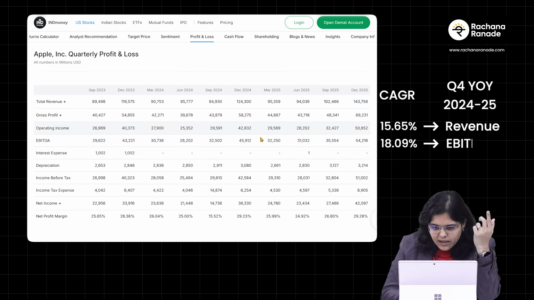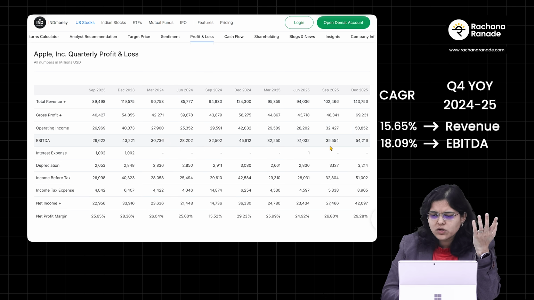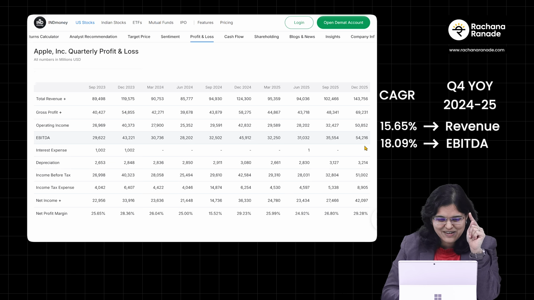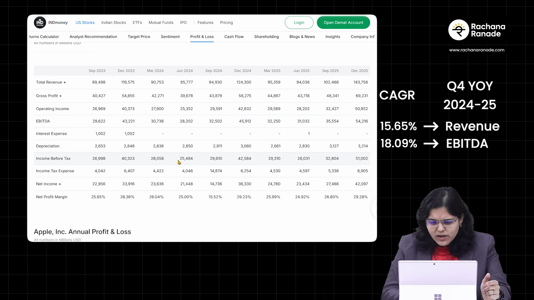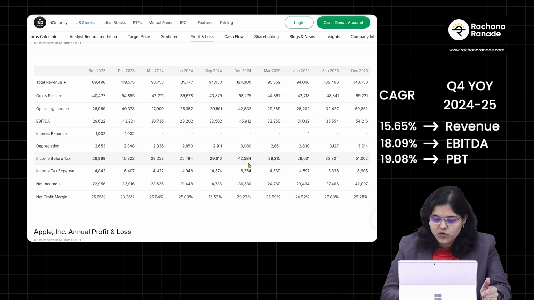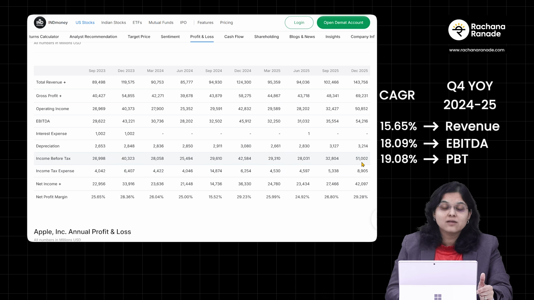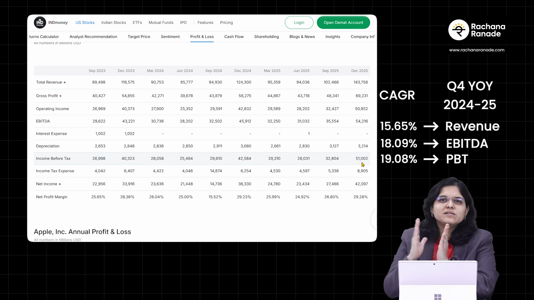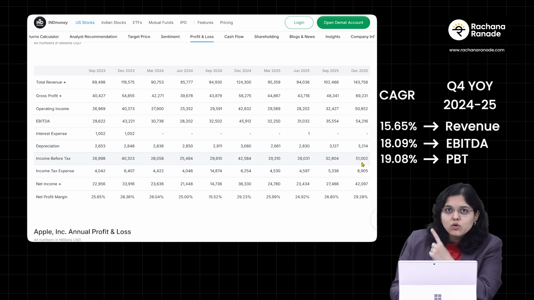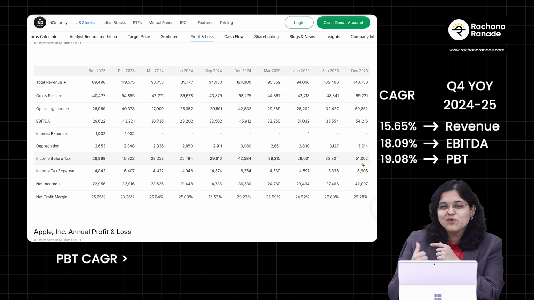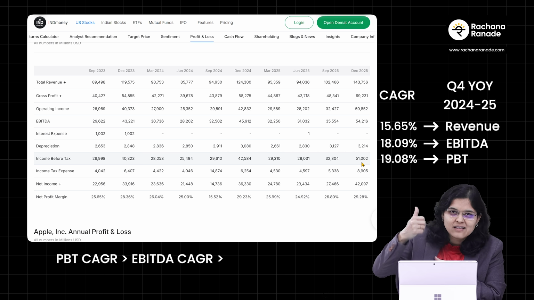If you check, EBITDA has gone up from almost 46,000 to 54,000. Again, I'm repeating, all numbers are in million dollars. Okay. And if you see the income before tax, which we refer to as PBT, profit before tax, that has gone up from 42,000 to 51,000. Okay. So are the numbers increasing? Yes. And if you check the growth as well, this one is also ticked off because the PBT growth is higher than the EBITDA growth, which is higher than the revenue growth.